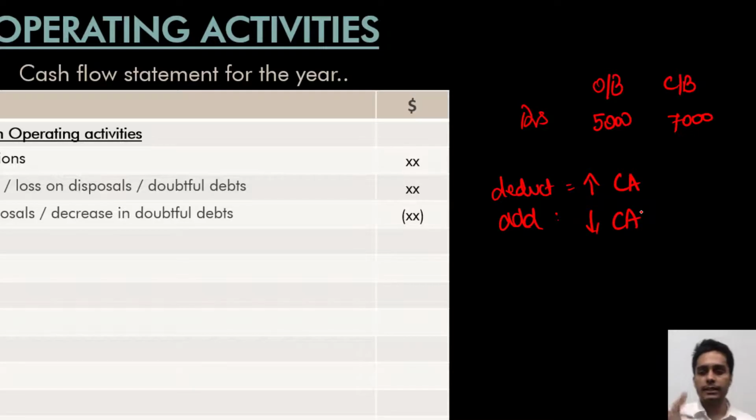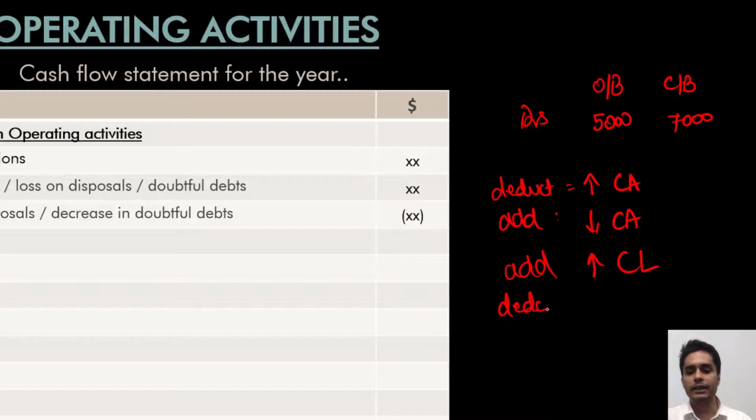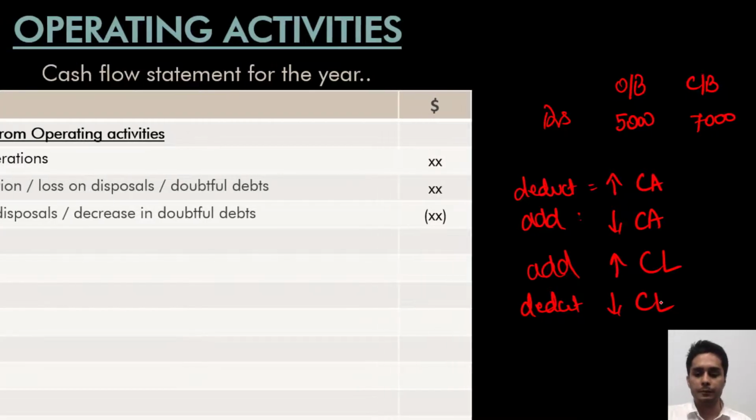Going to your current liabilities, let's say we talk about trade payables. What does an increase in trade payables indicate? It indicates that some purchases have been made on credit. These purchases have been deducted in the income statement to arrive at profit from operations. But since these are on credit, the cash has not been paid for them, and hence any increase in your current liabilities will have to be added back. On the other hand, any decrease in current liabilities will have to be deducted, because a decrease in current liability means a part of the current liabilities have actually been paid in cash during the year.